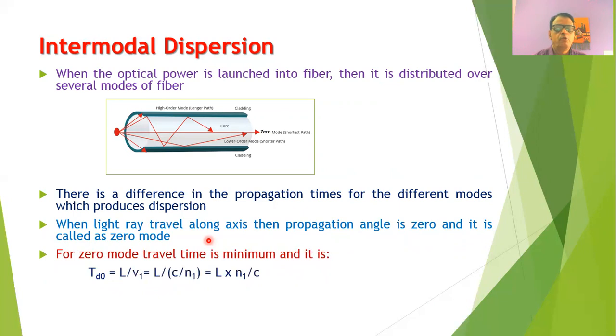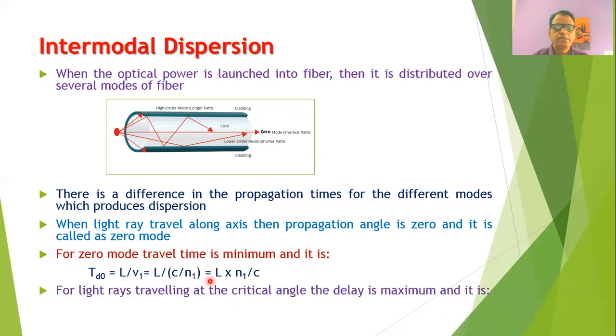Now for the zero mode, the travel time is minimum, and this time can be given by the equation TD0 is equal to L divided by V1, where L is the length of the fiber and V1 is the velocity of the light ray traveling through the fiber. But V1 can be written as C divided by N1, and therefore this time can be calculated as L into N1 divided by C, where N1 is the refractive index of the core.